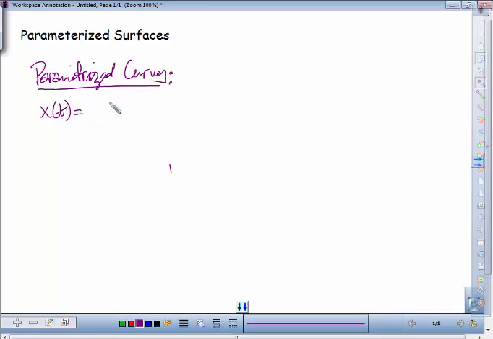So if we have x of t just equal to t, and y of t equal to the square root of 1 minus t squared, and then we'll let t go from -1 to 1, then we have a graph of something.